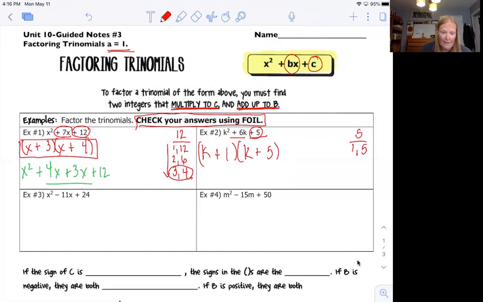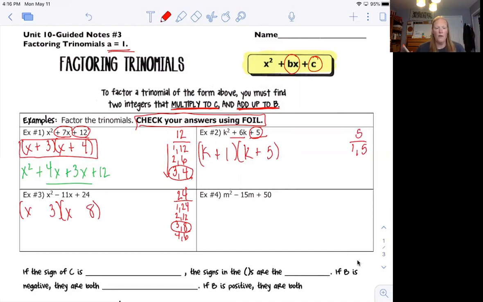Well, let's look at number 3. I've got factors of 24. That's going to be quite a few, actually. 1 and 24, 2 and 12, 3 and 8, 4 and 6. And yeah, it stops there. So I'm looking for a negative 11. It looks like I need 8 and 3. So I set up my FOIL. I get an X and an X. I get a 3 and an 8.